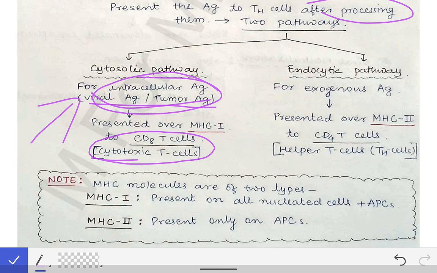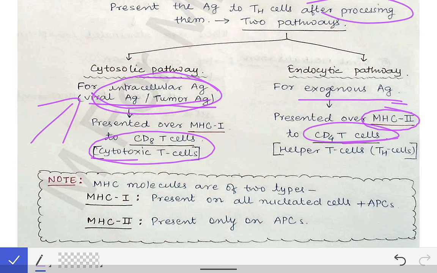While if the antigen is an exogenous antigen, then the endocytic pathway is taken. How does this get presented over the antigen presenting cells? If the antigen is processed through the endocytic pathway, then it will be presented over the MHC2 molecule of that antigen presenting cell, and it will be presented to the CD4 T cell, okay, not the CD8.